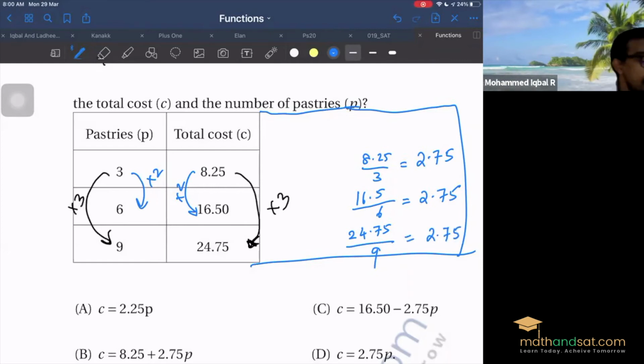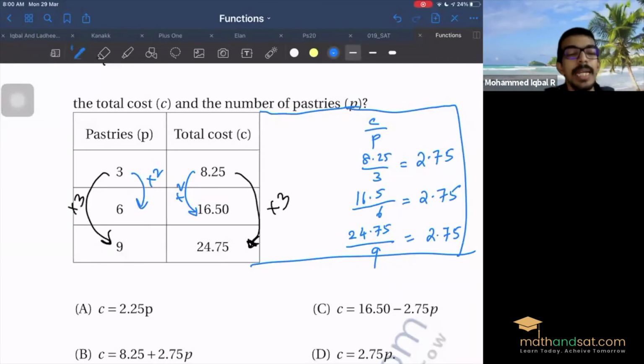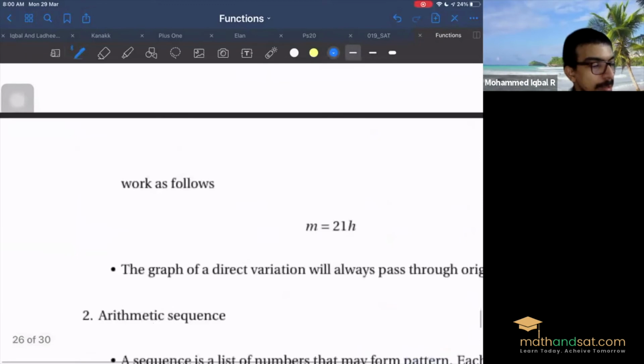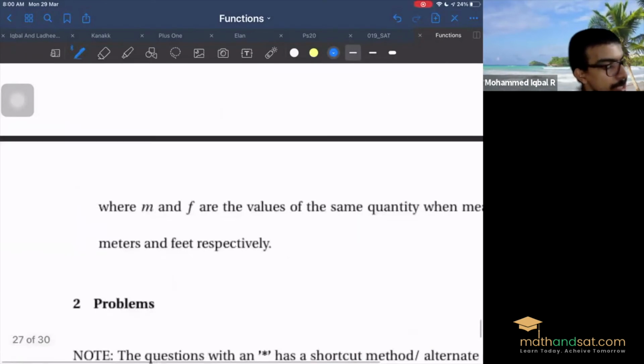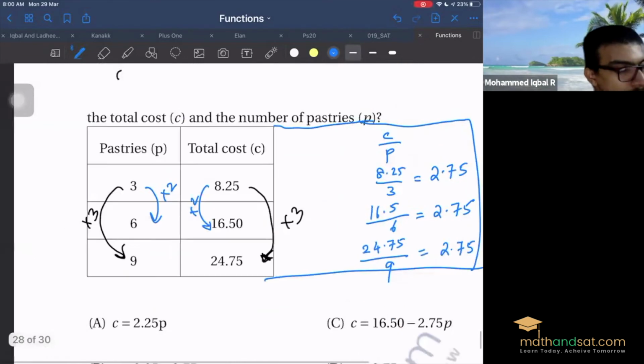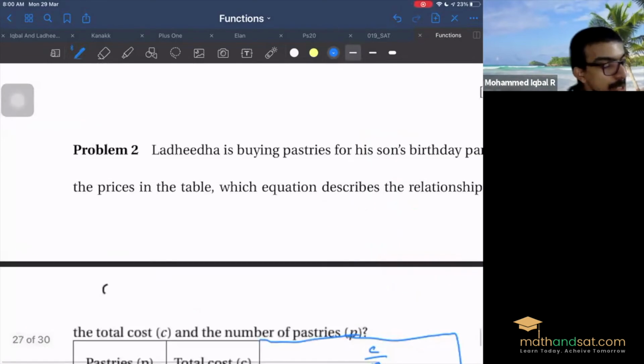Here we have considered the C by P ratio, and it came out to be 2.75 every time. Remember, this is not a property which is true for all types of linear functions. In the previous questions, such a property was not there.